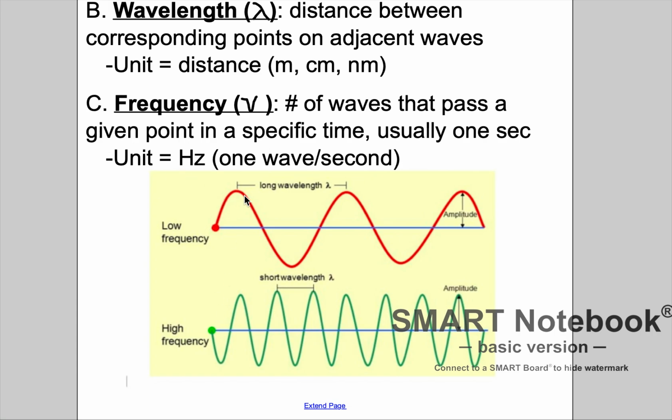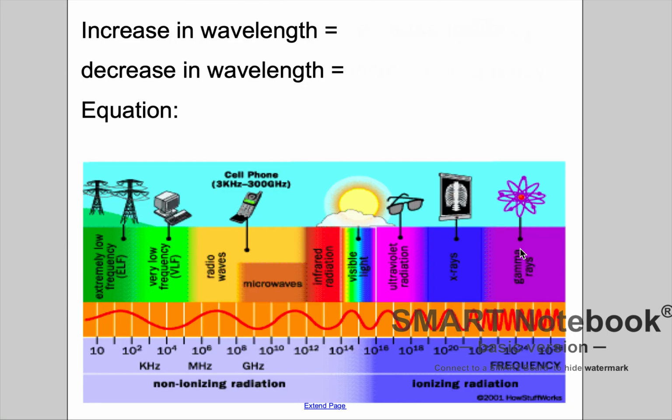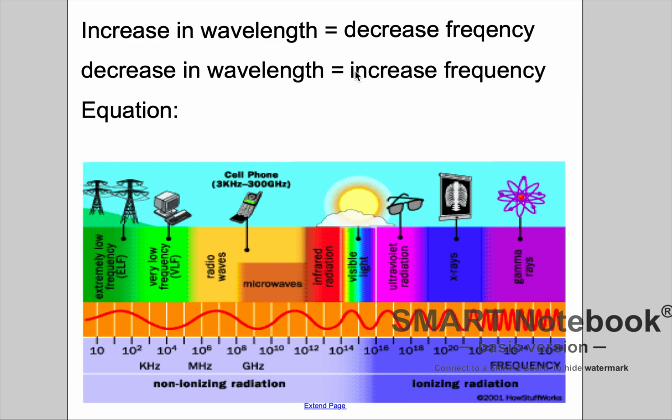So here, as I was talking about, the long wavelength, large wavelength, gives a low frequency. But as we shorten the wavelength, we get a higher frequency. So the trend is an increase in wavelength, we'll see a decrease in frequency. So this is an inverse relationship. So if I see a decrease in wavelength, what can you predict? An increase in frequency.